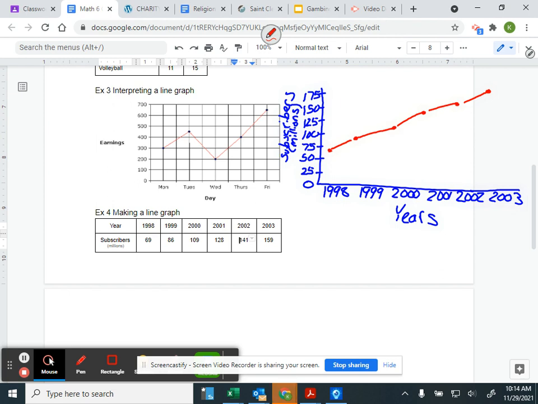So what this was showing us was cellular phone subscribers. What can we tell about our graph? What do we know about cell phone subscribers? What happens over the years? Zoe? Yeah, it's going up. It's increasing every year. It's going up every year. Those cell phone subscribers, there's more and more.